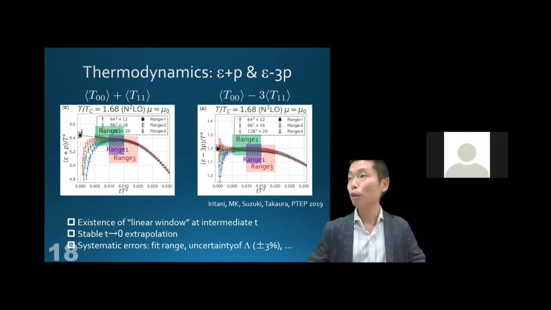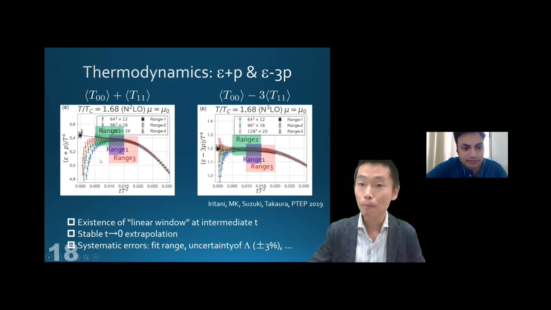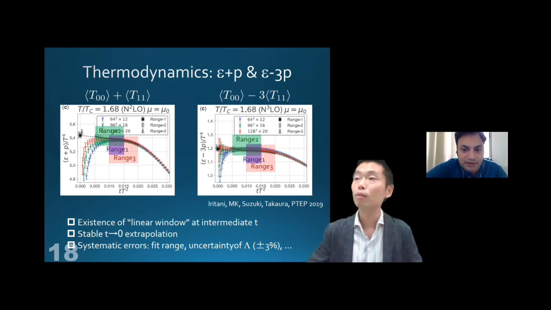Okay, so the deviation around here is interpreted as the lattice artifact. Actually, as the lattice spacing becomes finer, this suppression becomes weaker. So in the continuum limit, the linear behavior comes without delay. Yes, exactly.